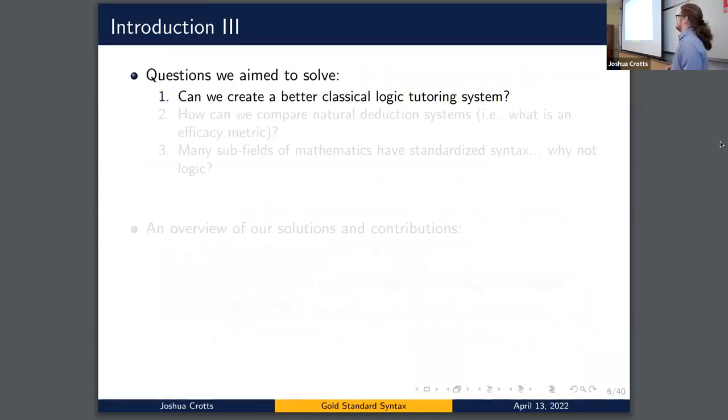So what did we want to solve? Well, we wanted to solve three big questions. So can we create a better classical logic tutoring system?